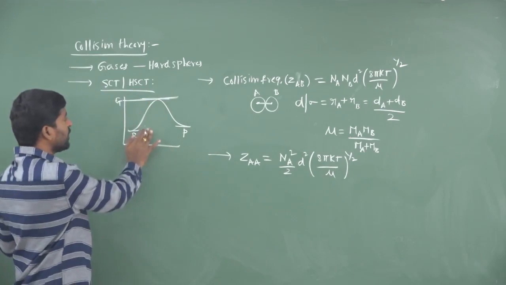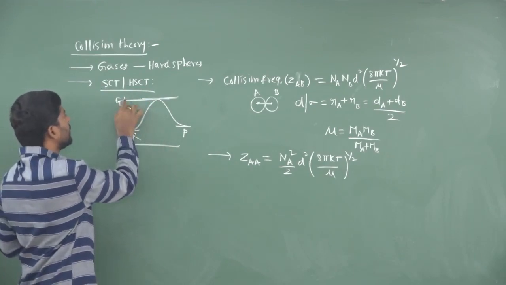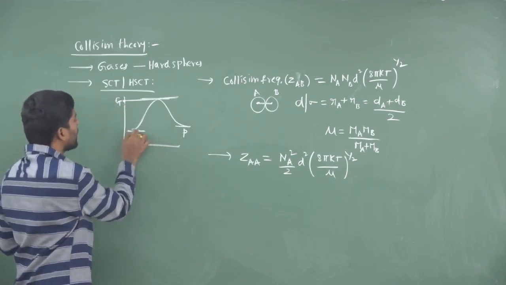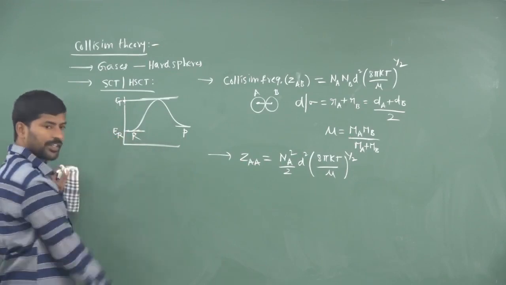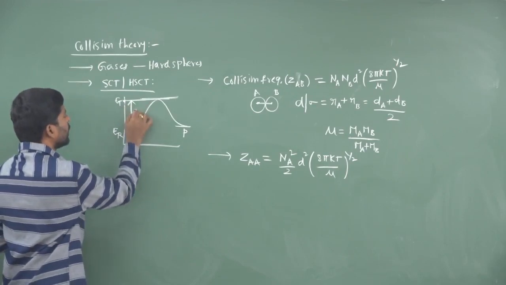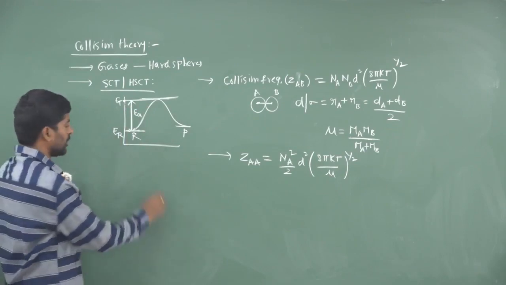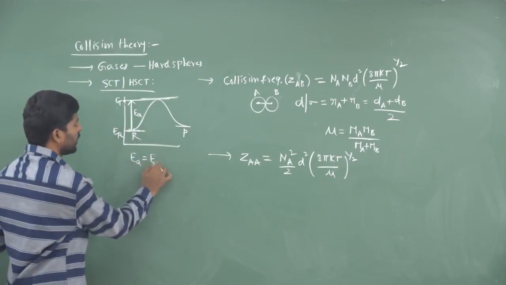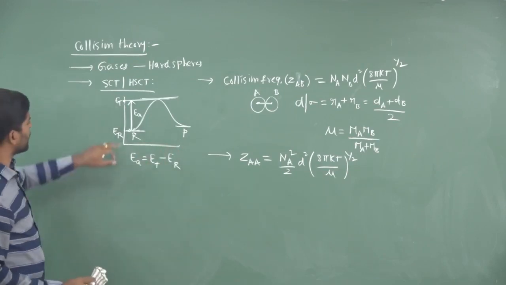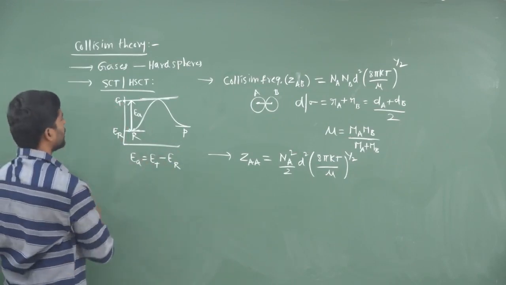And what is the second condition? At the time of collision, they have to possess some minimum energy. This minimum energy is called threshold energy. This is the average energy of reactants. So what is the extra energy we have to supply? That is called activation energy. Activation energy is nothing but threshold energy minus average energy of reactants.